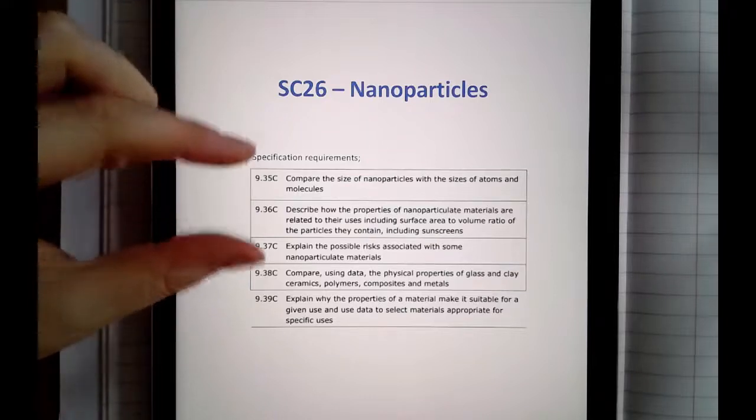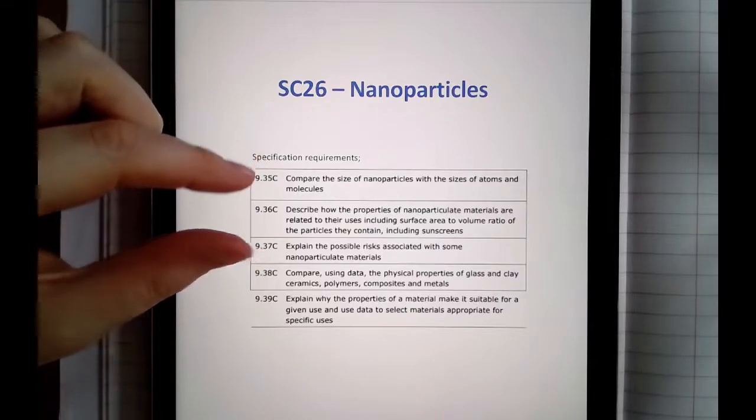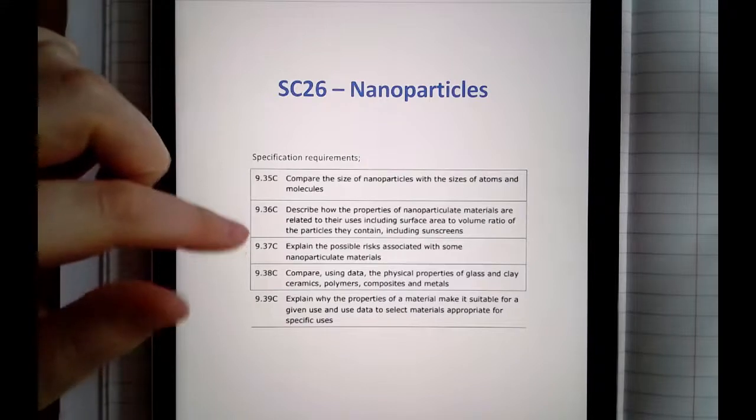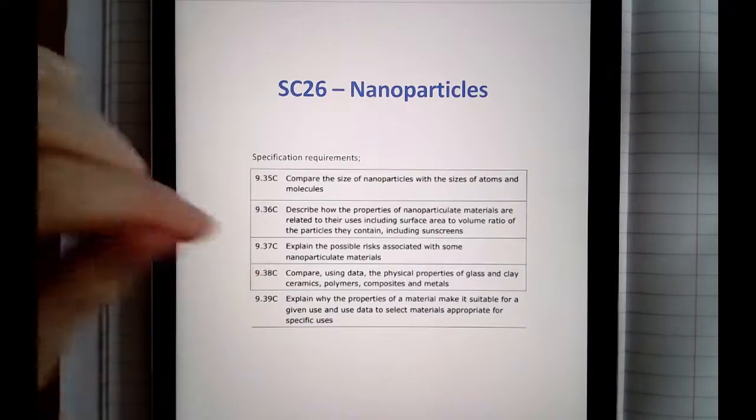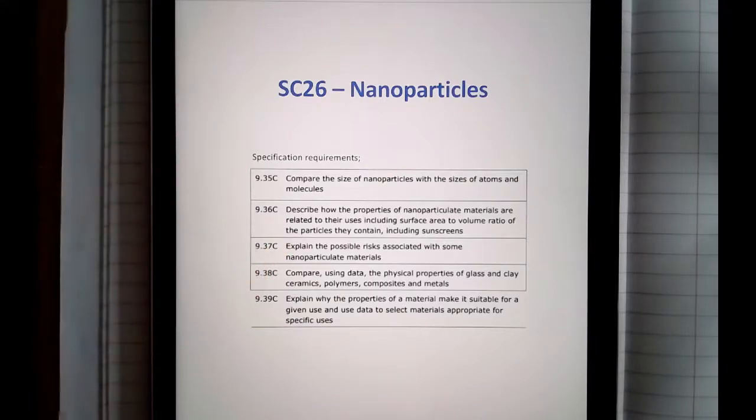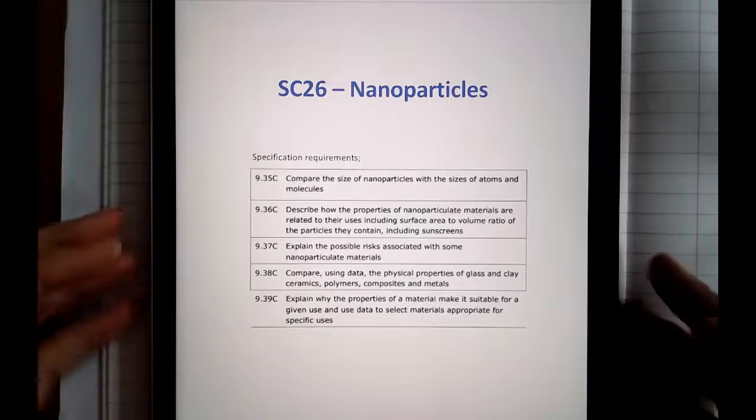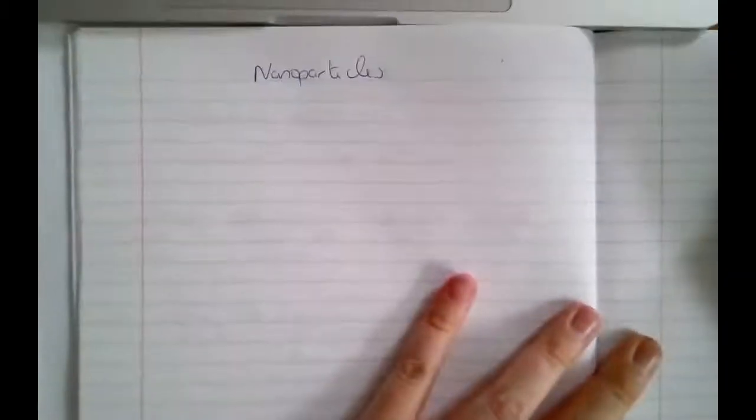This is the specification. The start of it is about nanoparticles, their size, their properties and the risks, and then at the end you need to be able to use data to compare the properties of ceramics and glass and metals. So we'll start with nanoparticles, and we'll start by looking at the size of nanoparticles.